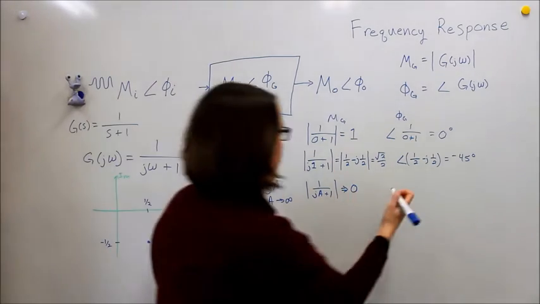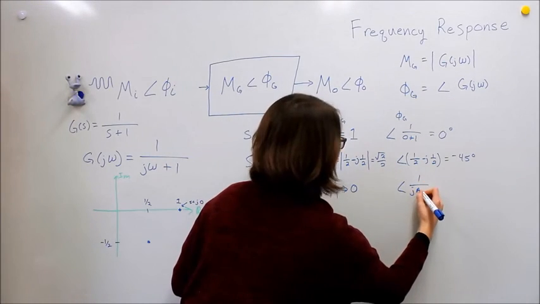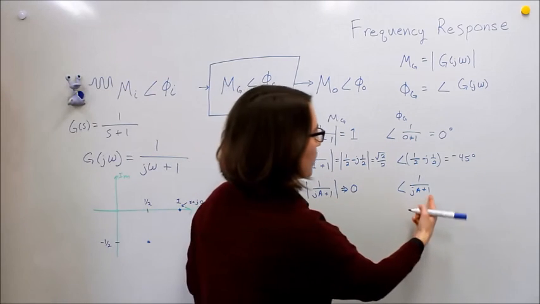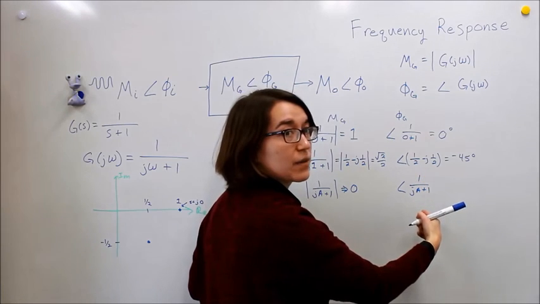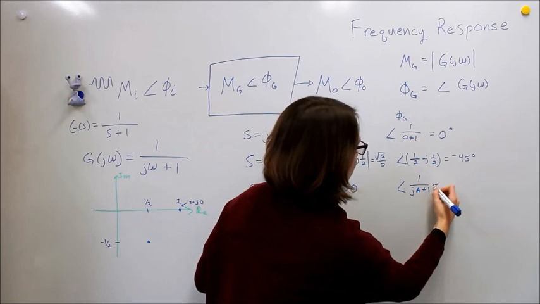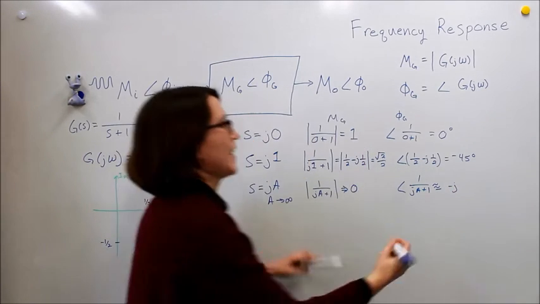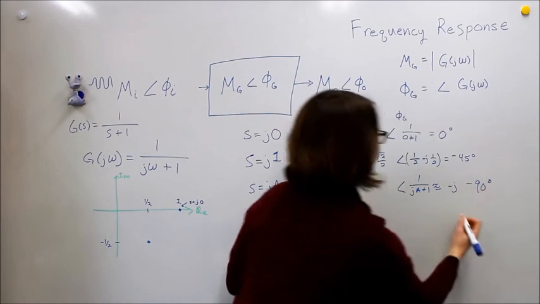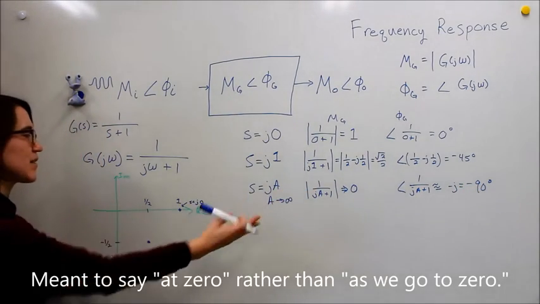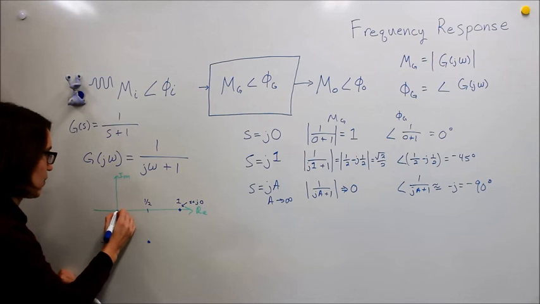Okay, so then we look at the angle, and if we look at this again, the angle of 1/(ja + 1), as a goes to infinity, then really the 1 would be ignored and we would get 1/j, which if you multiply it by j/j, we get negative j. So this is equivalent to negative j. If we look at that, that is negative 90 degrees. Okay? So let's actually plot that point. As we go to 0, it doesn't really matter which angle it is, but it will help us as we draw our circle in here.